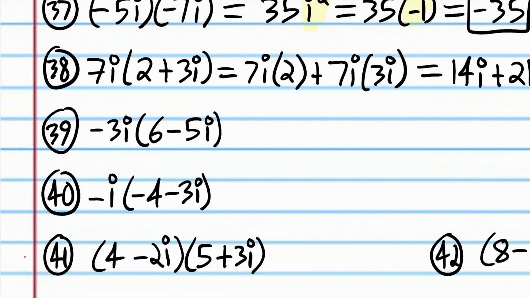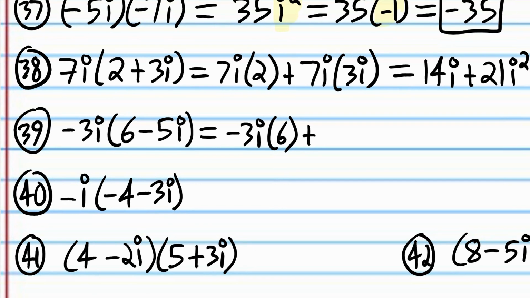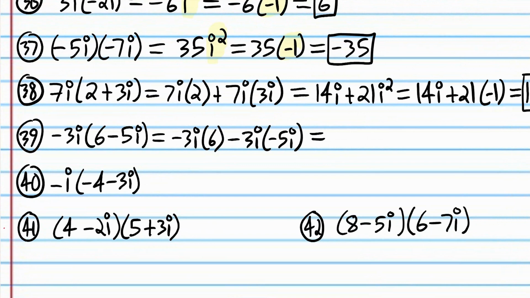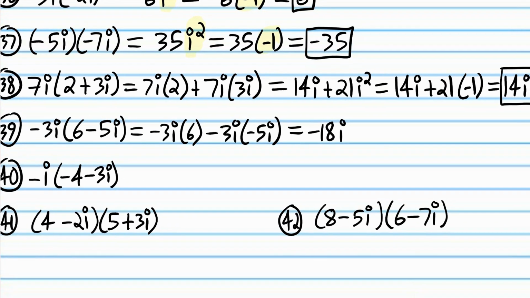All right, we're back. Negative 3i times 6. You can do it a bunch of different ways. I'm just going to write a plus. So plus negative 3. Well, I didn't do it that way last time. I guess I'll just do minus 3i times negative 5i. And we get negative 18i plus 15i squared.